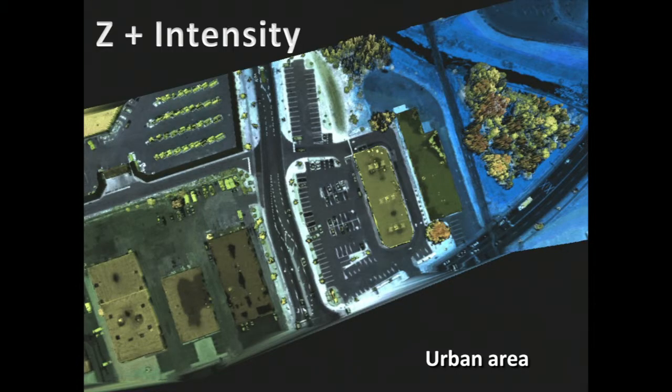Here we can see a point cloud color coded by elevation, but then the signal intensity is the grey scaling that you see there.